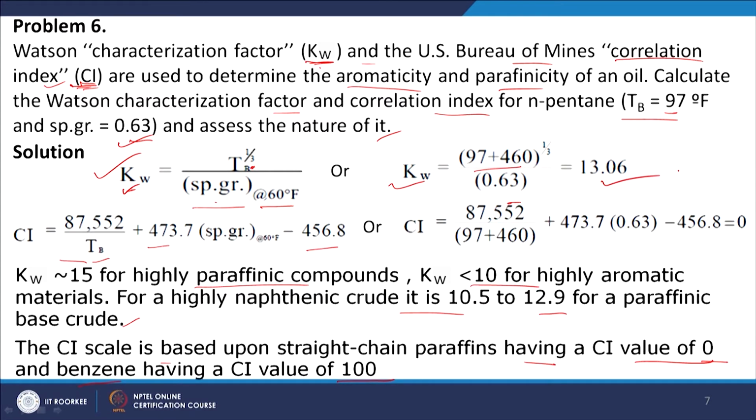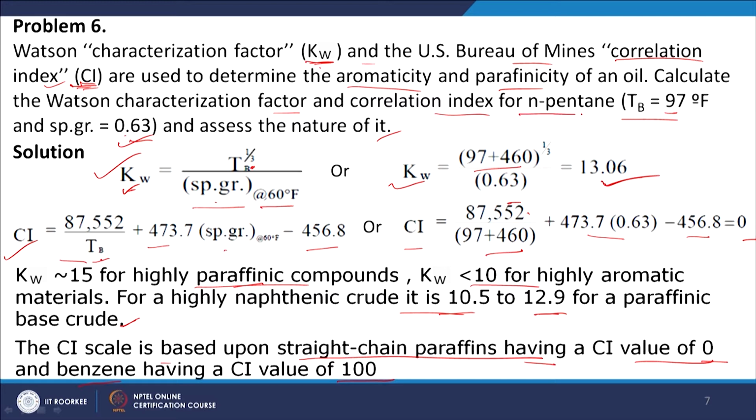So, Kw is 13.06. We have just discussed that around 13 to 15 it is paraffinic compounds, and 10.5 to 12.9 for a naphthenic crude base. So, it is a paraffin, n-heptane, and if we consider the Ci value, then this is the expression. So, Ci value is 87552 divided by Tb, that means 97 plus 460 plus 473, into 0.63, and minus this one. So, it is becoming 0. So, once it is becoming 0, that indicates that it is a straight chain paraffin.